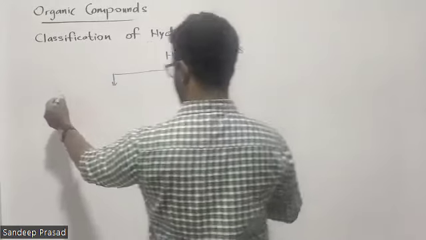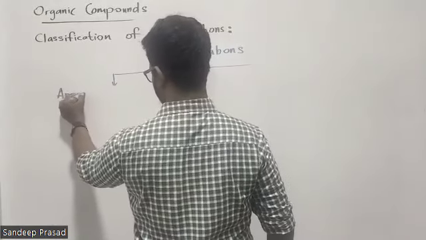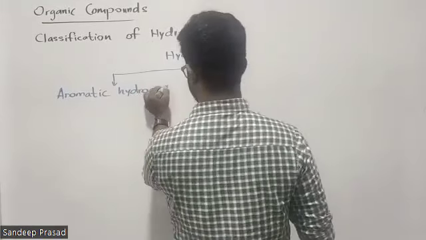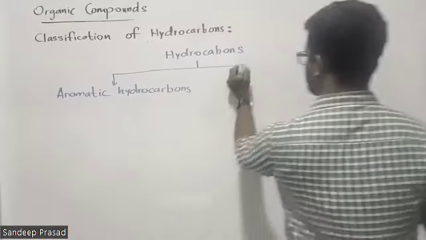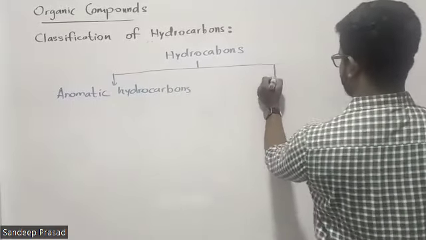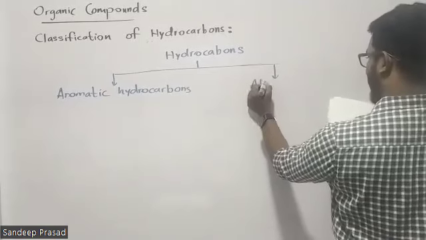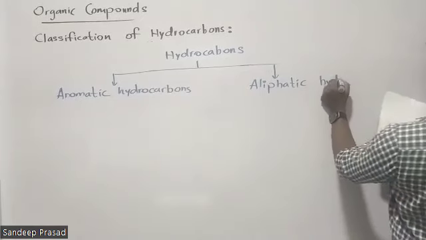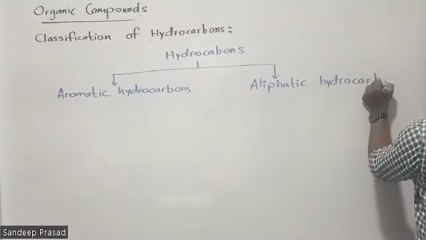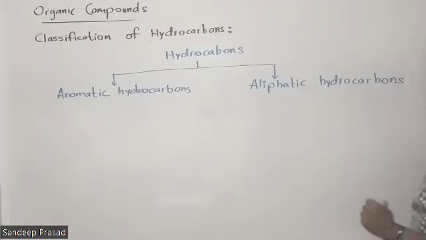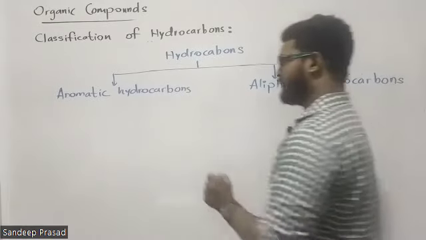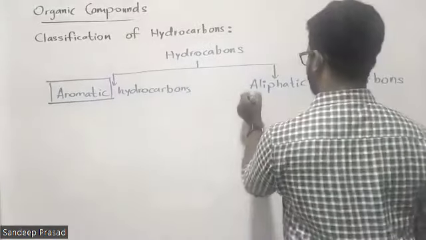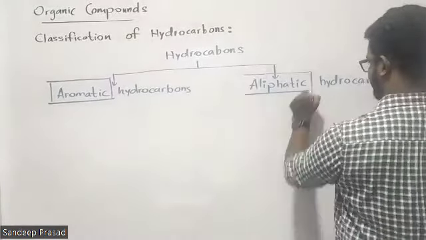The first type is aromatic hydrocarbons. And the second type that we are discussing is aliphatic hydrocarbons. So these terms are actually strange to you. In time these things will become familiar to you. Don't worry. Aromatic hydrocarbons. This is known as aliphatic hydrocarbons, right?